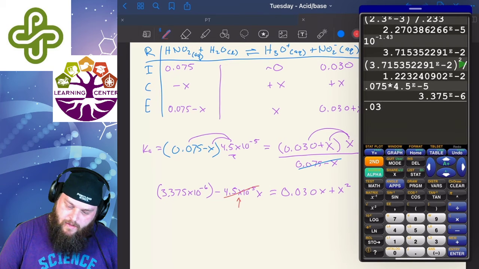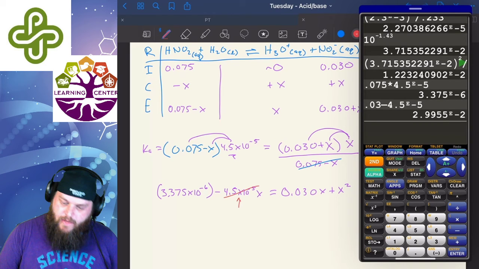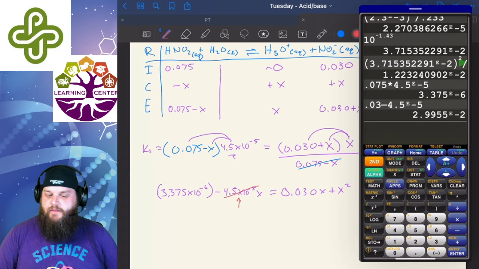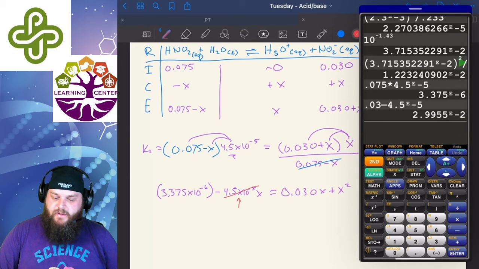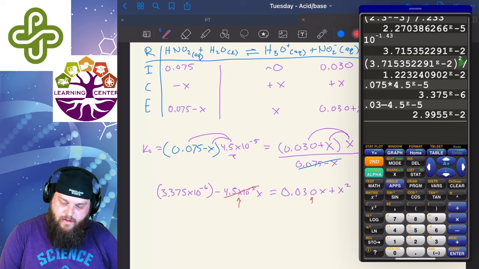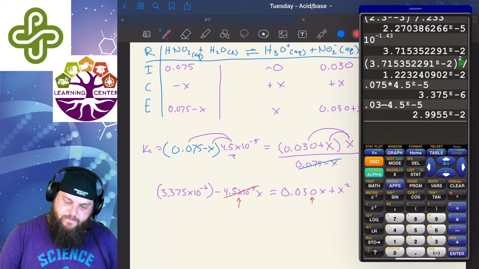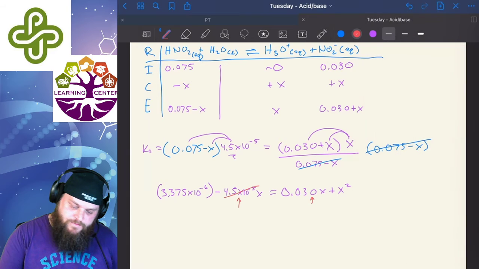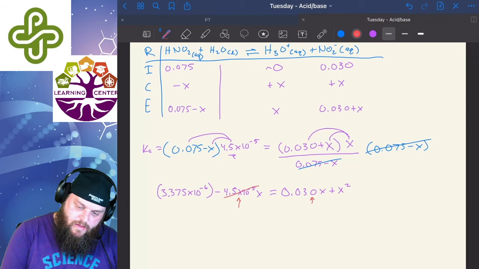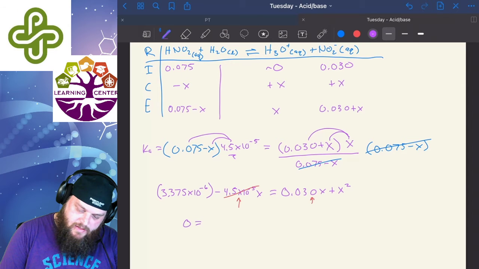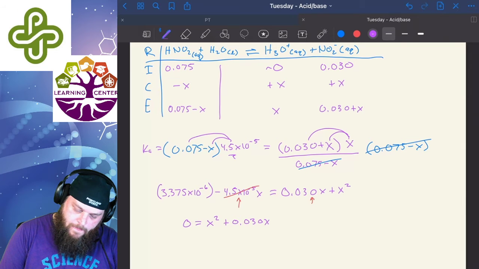0.02 or 3 minus 4.5 e to the negative 5. And we can see that it's 2.9955 times 10 to the negative 2. Rounding to 2 sig figs, the last common sig fig would be the third decimal place there, which would still be 0.030. So this is going to end up being 0 is equal to x squared plus 0.030x minus 3.375 times 10 to the negative 6.